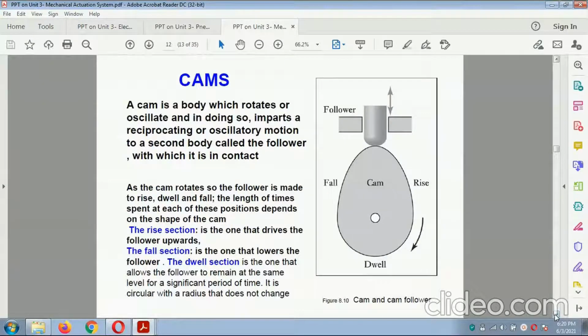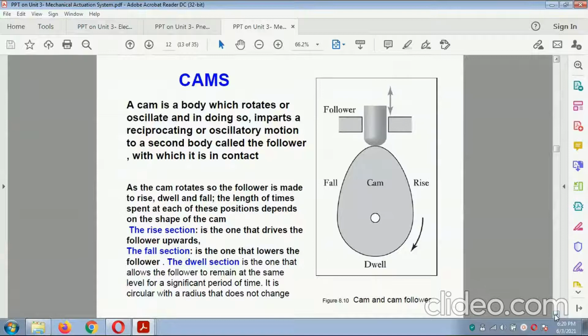Cam. A cam is a body which rotates or oscillates and, in doing so, imparts a reciprocating or oscillatory motion to a second body called a follower, which is connected to it. As the cam rotates, the follower is made to rise, dwell and fall, and the length of time spent in each position depends on the span.